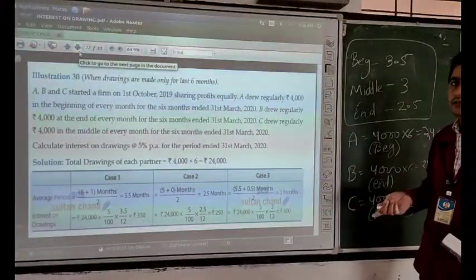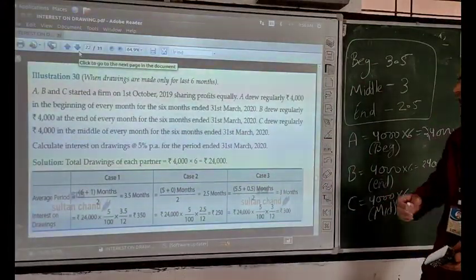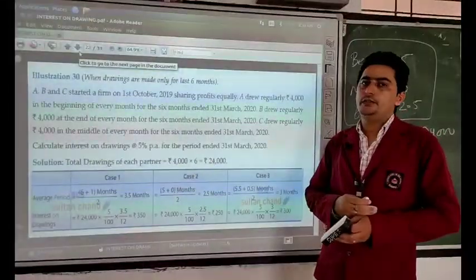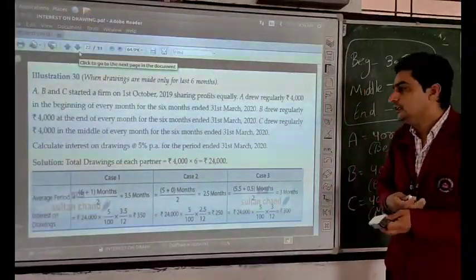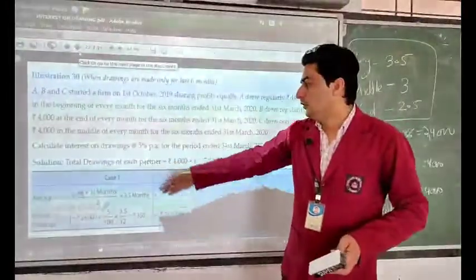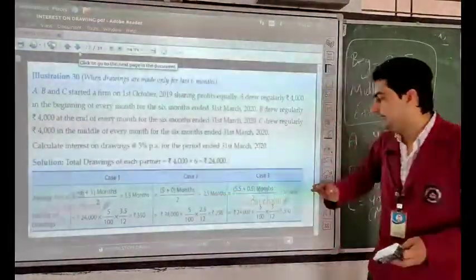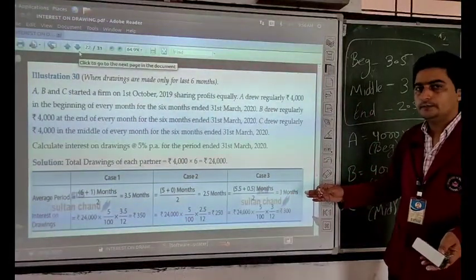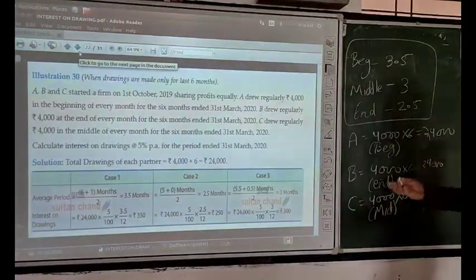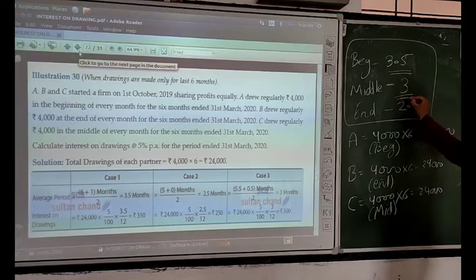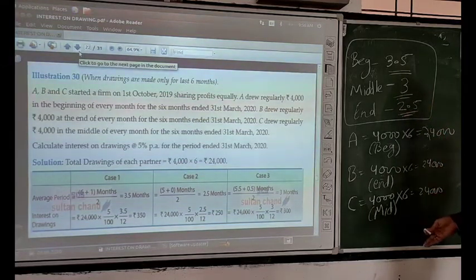Okay, so the interest rate is 5%. Our period is ending at 31st March. It is the ending period. Okay, so let us solve it. Case first will be of A, case second will be of B, and case third will be of C. Here we need the average period of time for each case and the amount. The amount is the same.